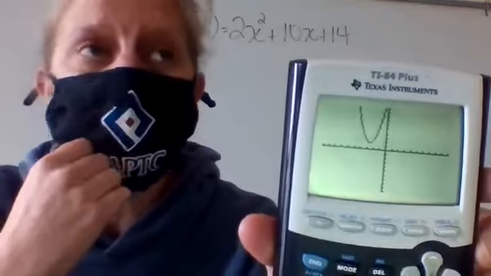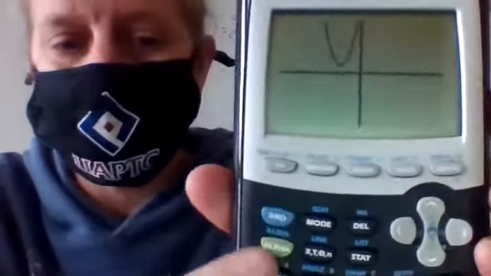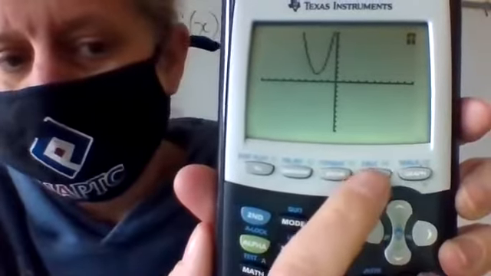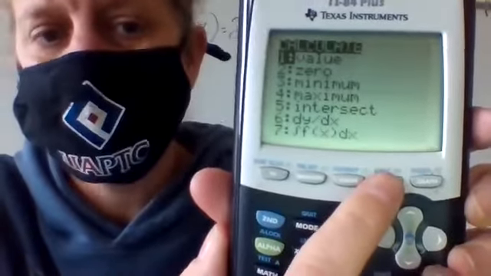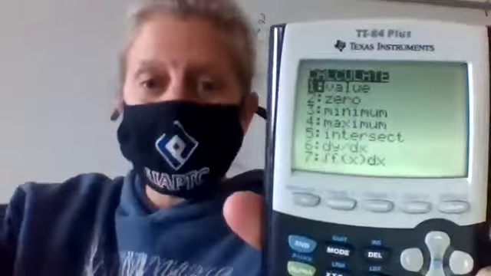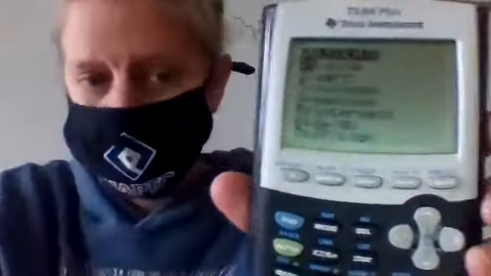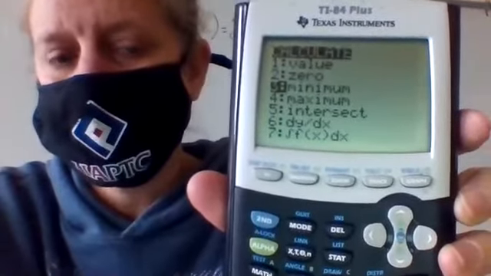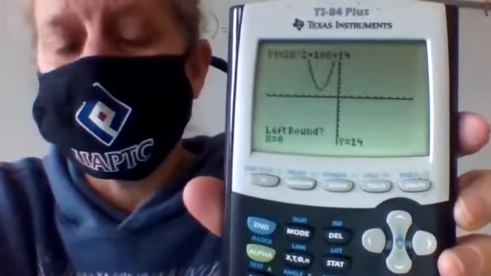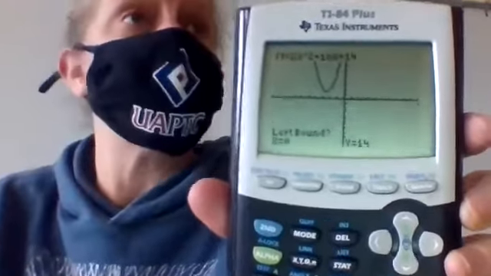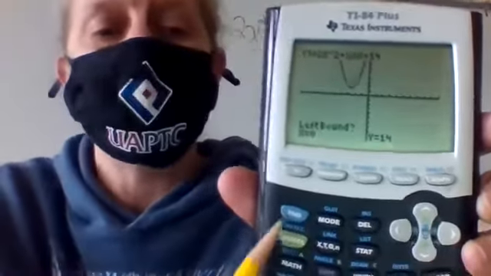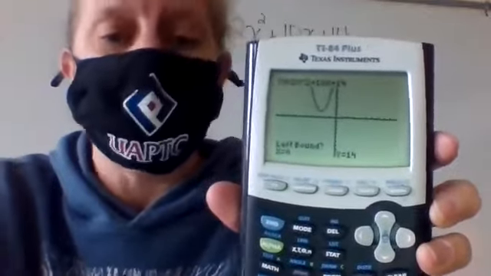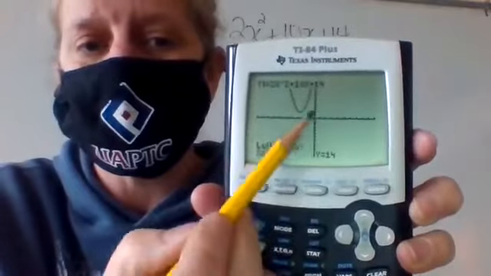So if I'm going to find the vertex, that means go to second and then trace to get up to that calc function. So remember, it was right side up, which means its vertex was at the bottom. So I'm going to find the minimum again. If you can't see your cursor, which I can't on this one, this x and y down here at the bottom is telling you where it is. So it's at 0, 14.